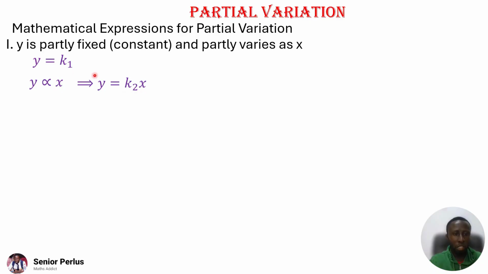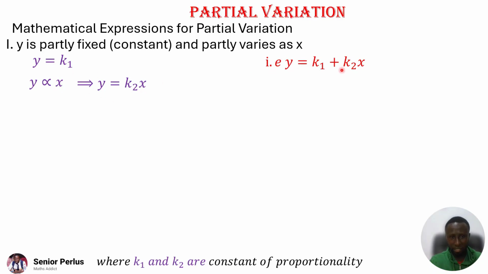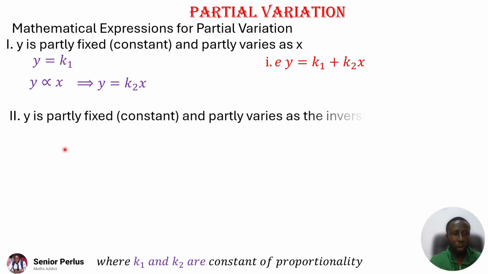Good. So let's put this one together. It will be this. Okay, so that's for the partial variation. So Y is partly fixed and partly varies as what? S. Okay, and this is how we write it. So Y is partly fixed and partly varies as S. This is how you write it. So that's for this. Let's move to the second one.